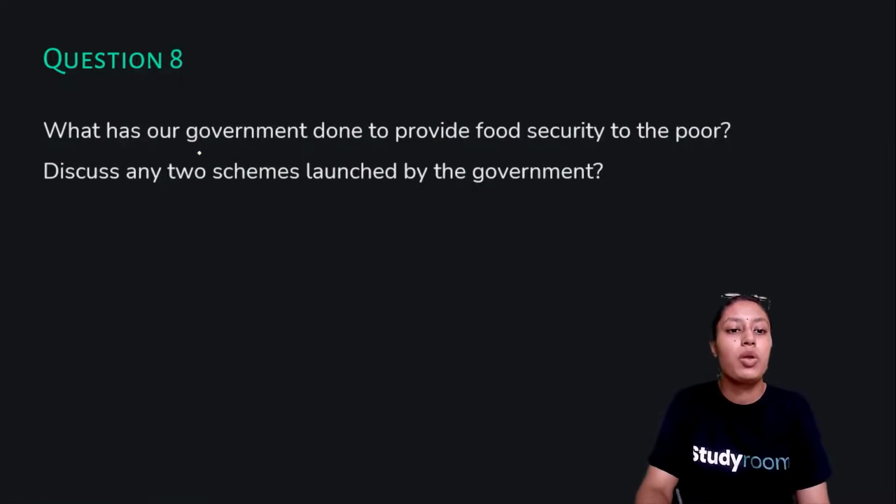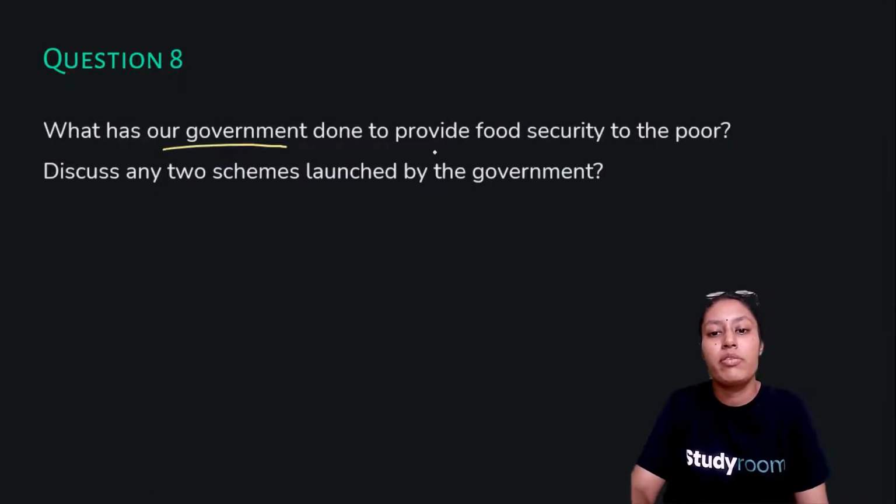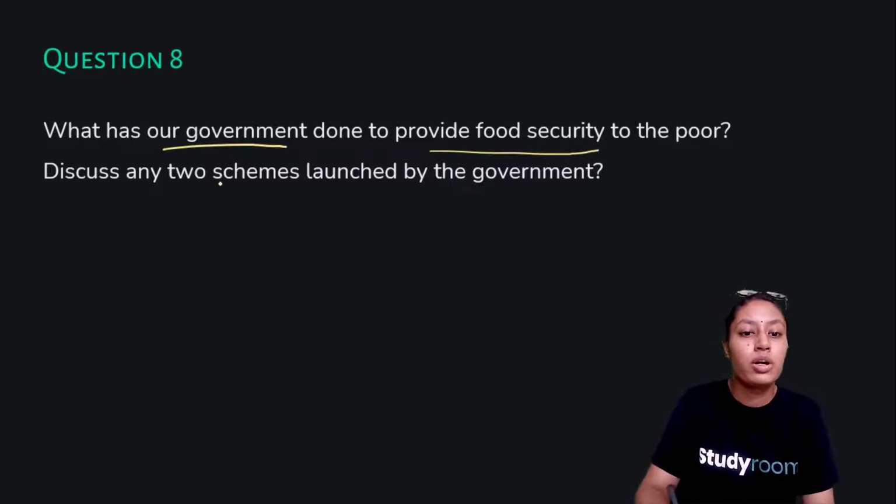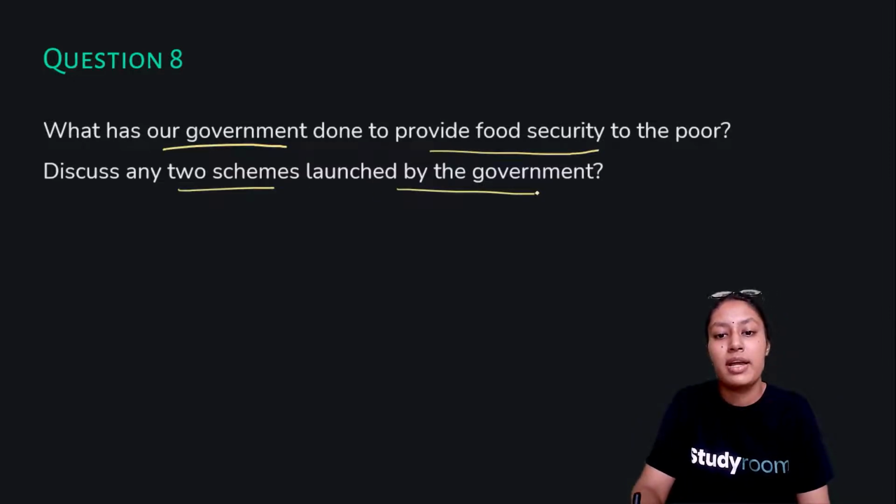Next is, what has our government done to provide food security to the poor? Discuss any two schemes launched by the government.